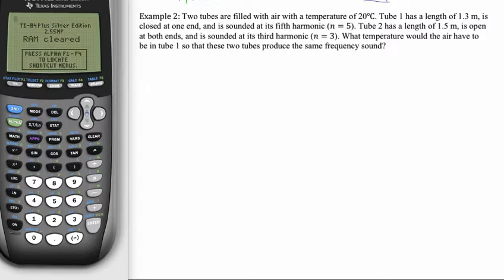Meanwhile, tube 2 has a length of 1.5 meters, is open at both ends, and is sounded at its third harmonic. What temperature would the air have to be in tube 1 so that these two tubes produce the same frequency? Because if they're both at 20 degrees, they will not create the same frequency. We might as well go ahead and calculate that.